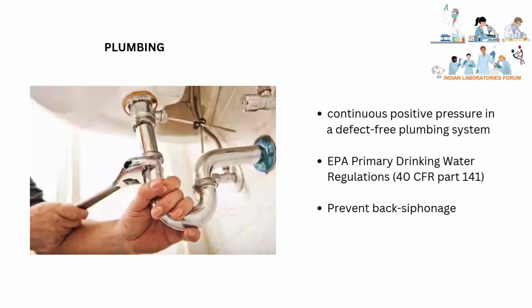Plumbing. Potable water must be supplied with continuous positive pressure in a defect-free plumbing system to prevent contamination of any drug product. This water must meet the standards specified in the Environmental Protection Agency's primary drinking water regulations. Water that does not meet these standards is not allowed in the potable water system.